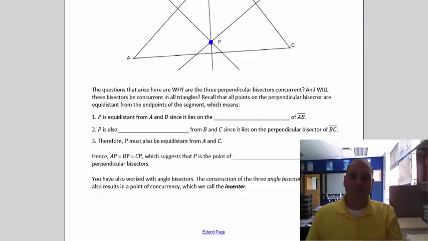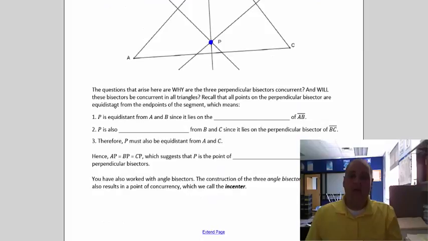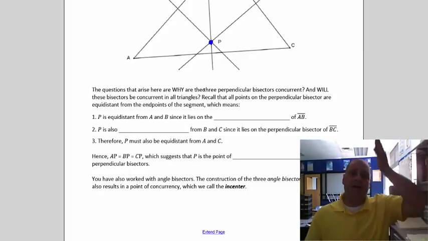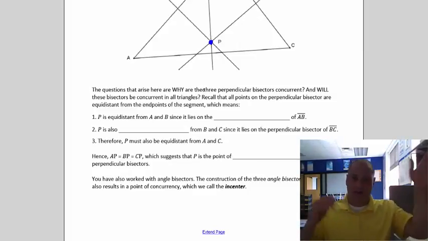The questions that arise here are, why are the 3 perpendicular bisectors concurrent? And will these be concurrent in all triangles? So if I drew another triangle, just a random triangle, and I did perpendicular bisector, perpendicular bisector, perpendicular bisector, would all 3 bisectors still intersect at one single point? Would they be concurrent, or would they intersect in different spots?